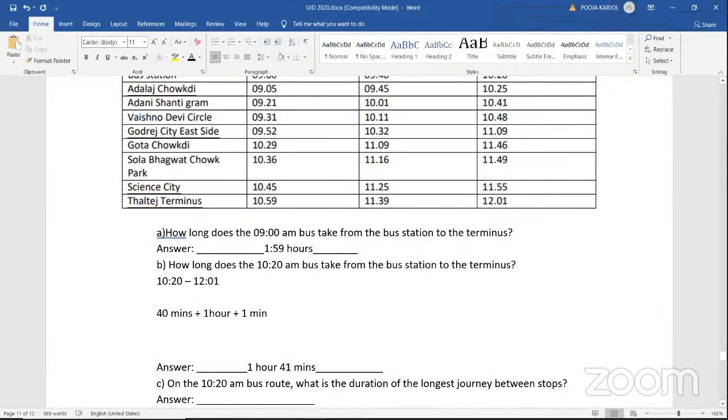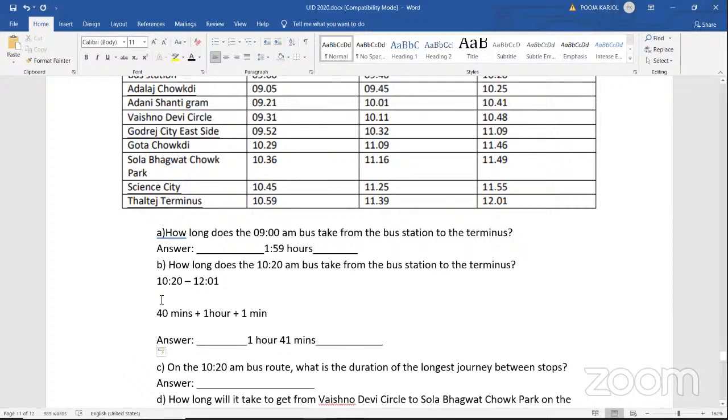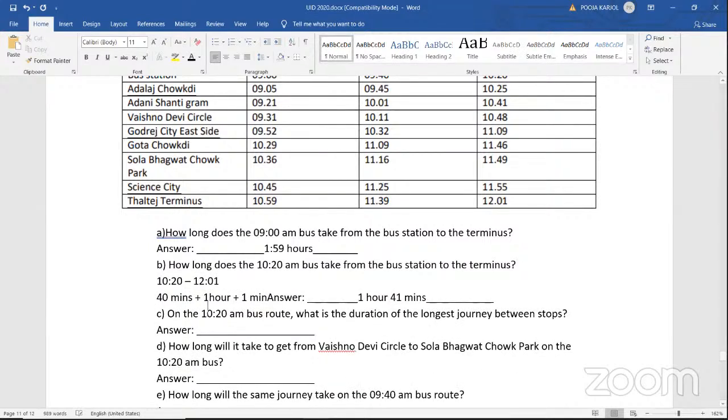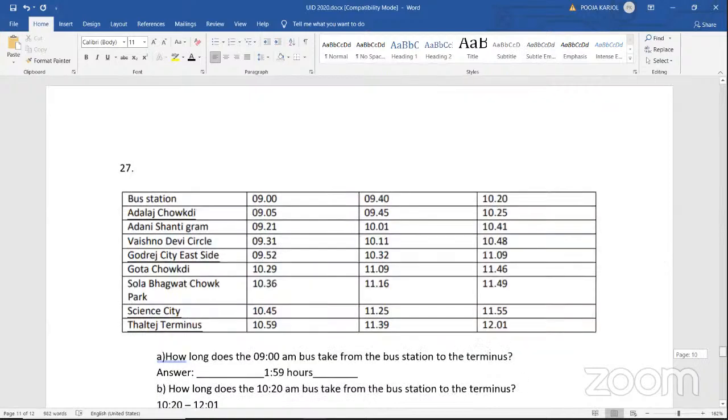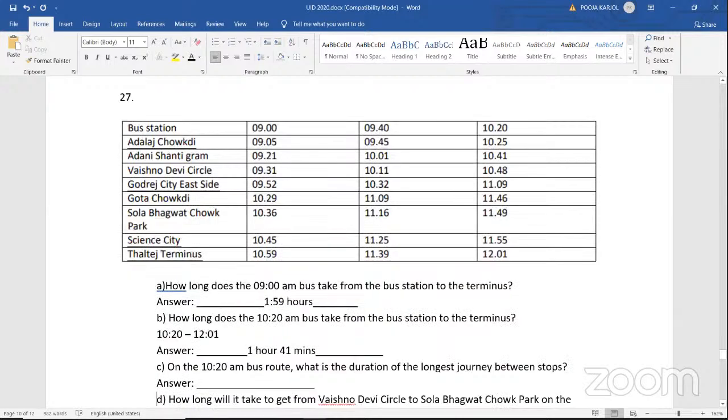Okay. See, on the 10:20 a.m. bus route, what is the duration of the longest journey between the stops? Is it 11:09 to 11:46? From Godrej City East Side to Gota. Godrej City East Side to Chakri. Yeah, 10:25, then 41, 25, 16, 7, 48, 12, 9, 21, 46, 37, 3, 6, 6.